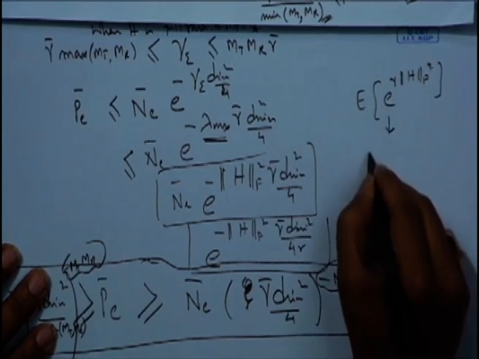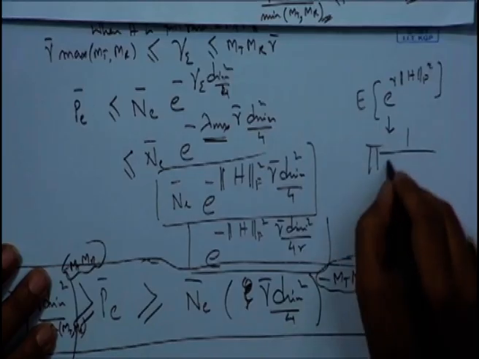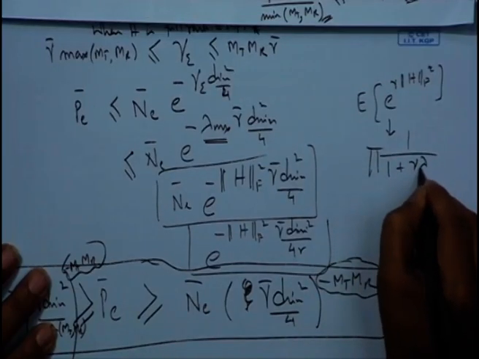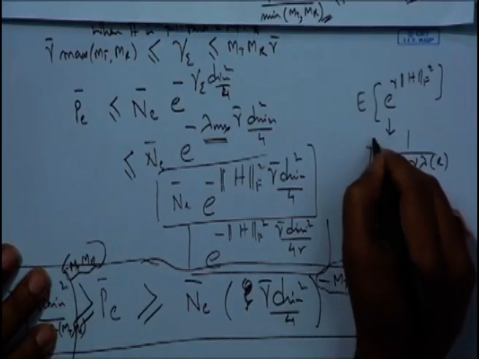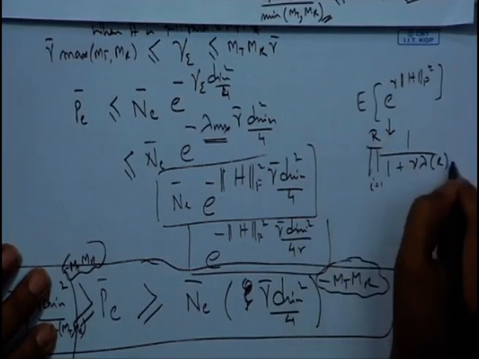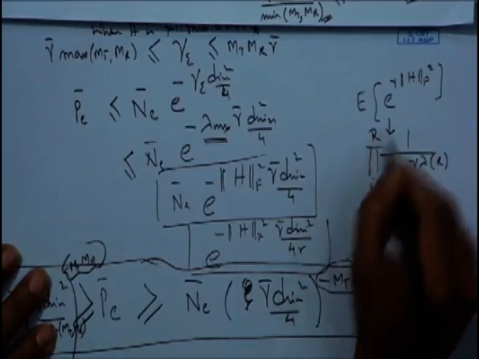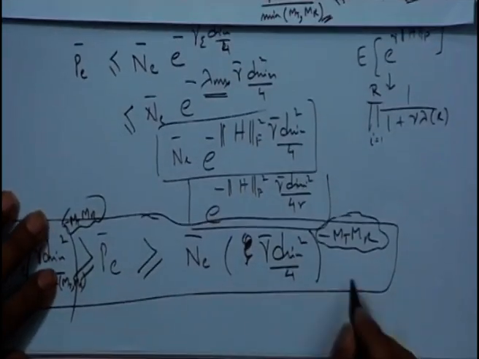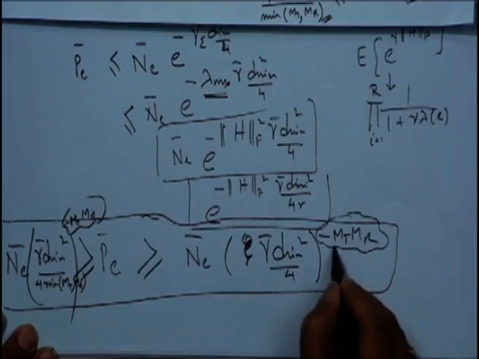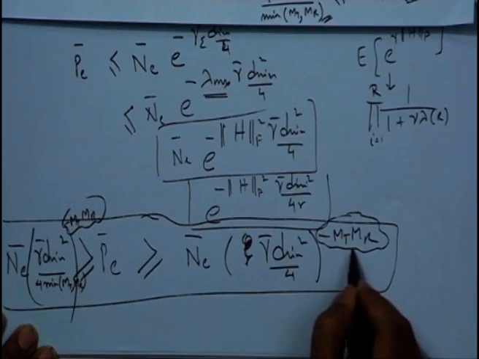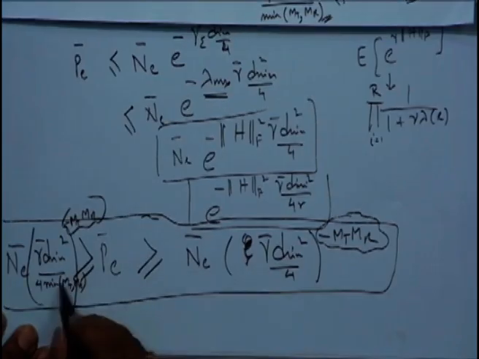This expression is what we are using, 1 by 1 plus nu lambda r, product over i equals 1 to the size of r. So basically it's MT times MR in that case. So the order of diversity that is gained is MT times MR. That means the full order of diversity is achieved in this.